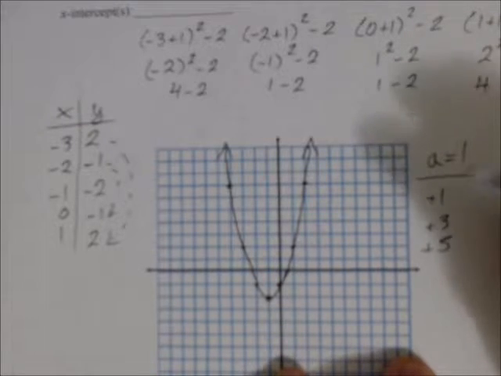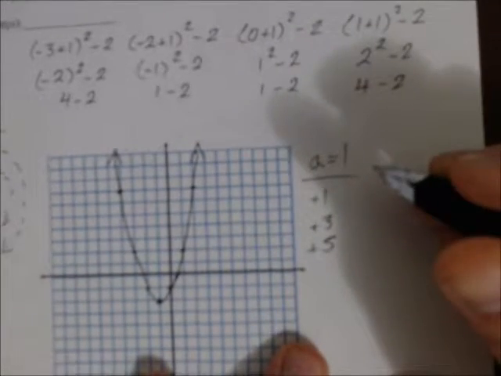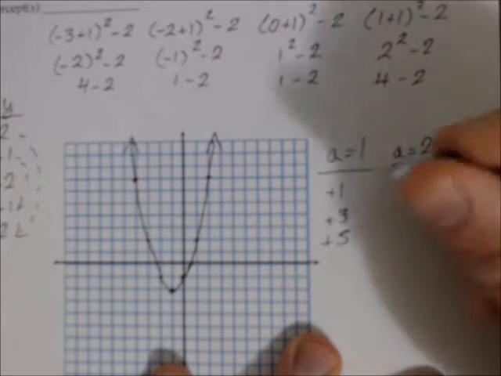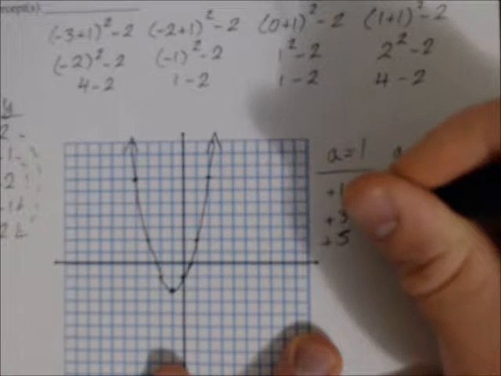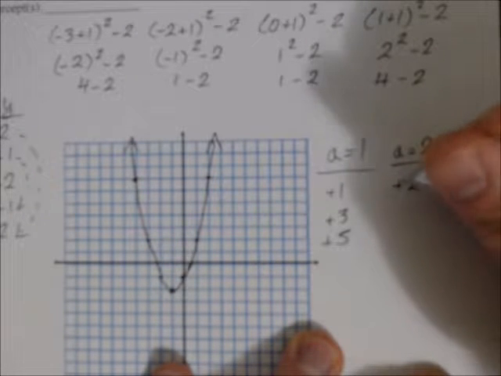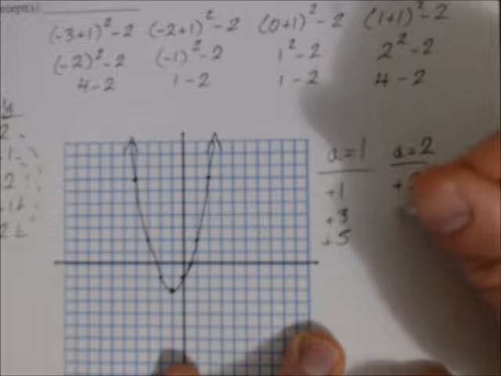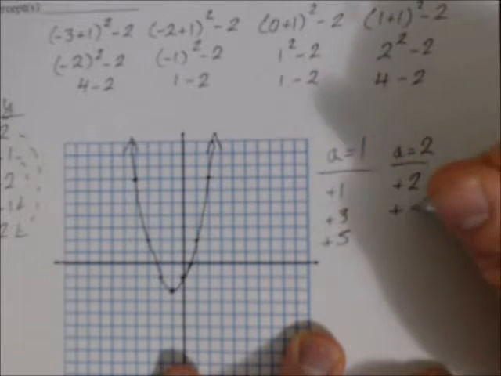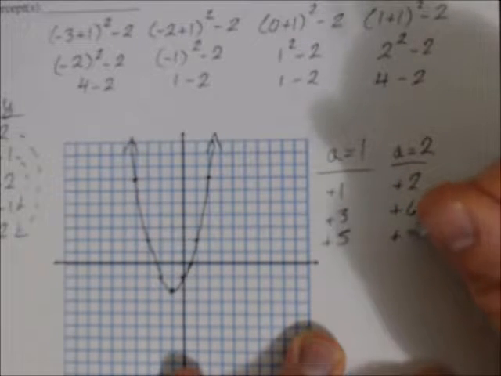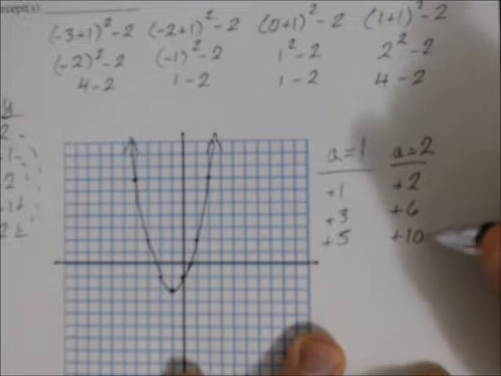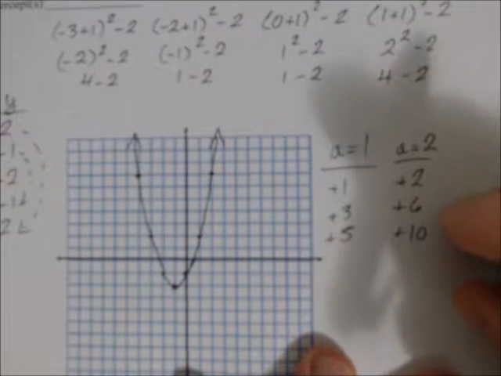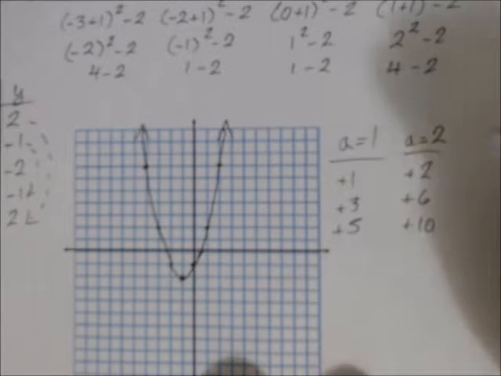Now, if a were anything different, so for example, if a was 2, all we would have to do is multiply each one of these changes by 2. So from our vertex, that next point would go up 2 units. Then from there, 2 times 3 is 6, so the next one would go up 6 units. Then from there, 2 times 5 is 10, so the next point would go up 10 units. So that's how we could use this pattern a little bit easier to figure out those next y values.